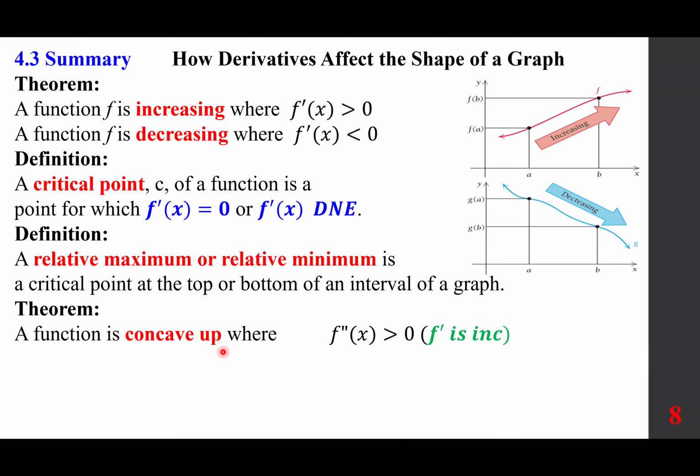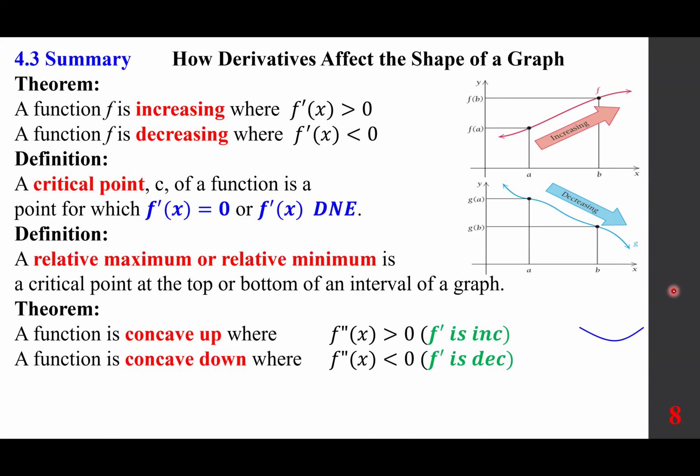A function is concave up where f double prime is positive, which means f prime is increasing. So it can hold water, in essence. Remember that. A function is concave down where f double prime is negative. That means f prime is decreasing, and it cannot hold water.